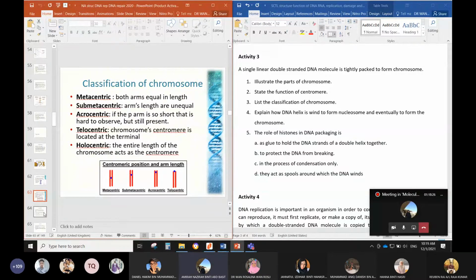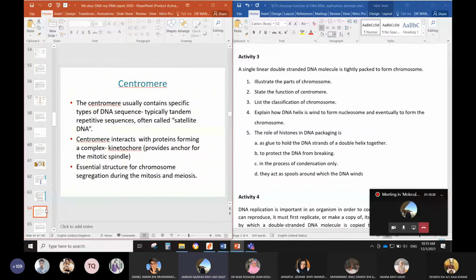The centromere is in the central part of the chromosome, which links the sister chromatids during mitosis, in which the spindle fibers attach to the centromere via the kinetochore. It is also used in segregation during mitosis and meiosis. All right. Thank you for that answer.